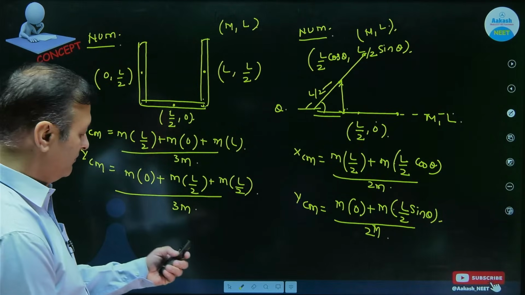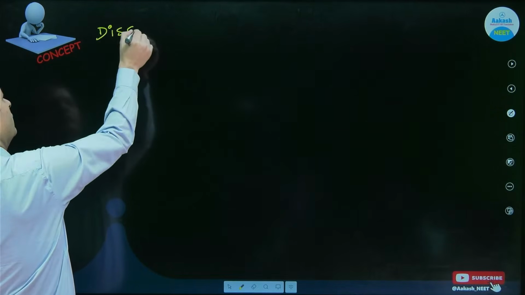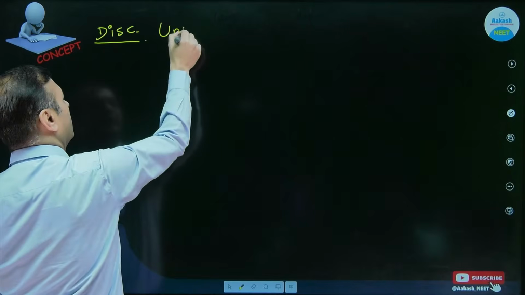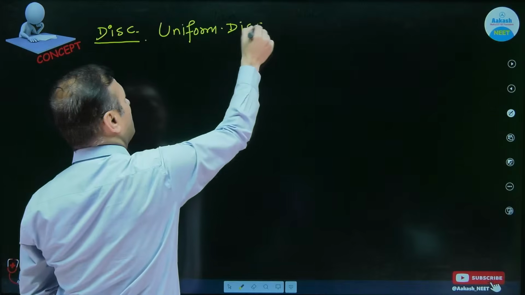Shall we move? Now you have a concept of disk. So again we are defining a uniform disk.